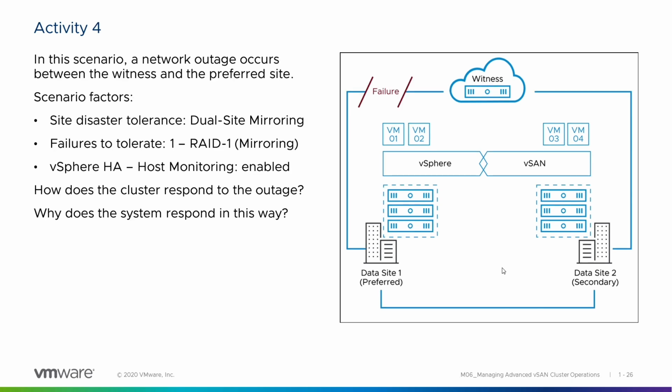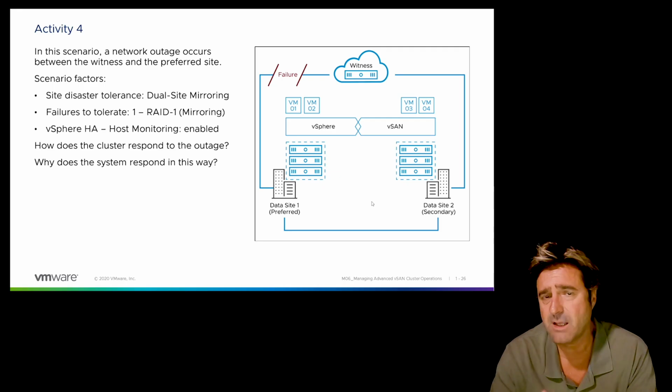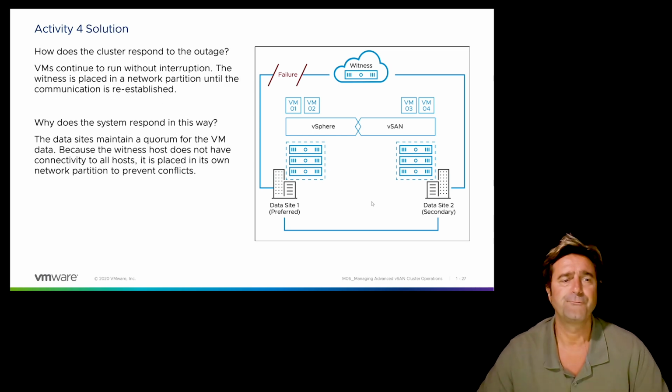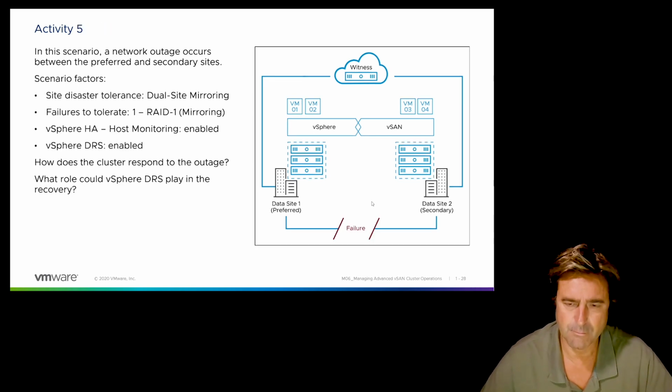All right, so let's talk about this one. In this case, your preferred data site cannot see the witness, but he can still see the secondary site. So the VMs, once again, are unaffected because you still have the majority of the votes. Now, you better fix that network problem, correct? But in any event, here, just remember the VMs will continue to run. And here you have the answers.